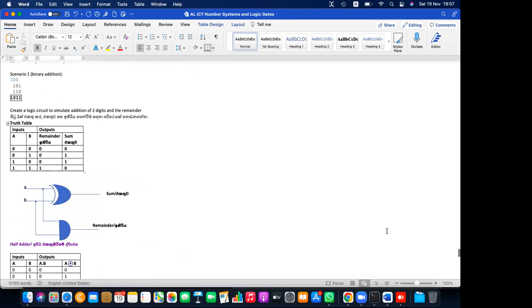Okay, let's say you have two binary numbers to be added. One is 101, which is 5. The second one is 1110, let's say 14. 14 plus 5, you need to add. 14 plus 5 is 19. So how are you adding these numbers? First you add 1 plus 0. 1 plus 0 is 1. No doubt about that. That's easy. Then again 1 plus 0 is 1. Here also 1 plus 0 is 1. And 0 plus 1 is 1.